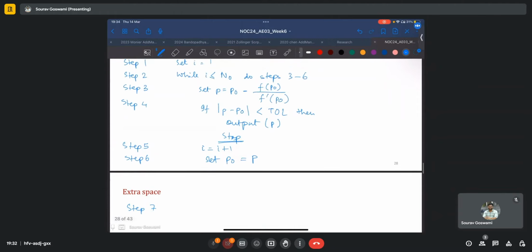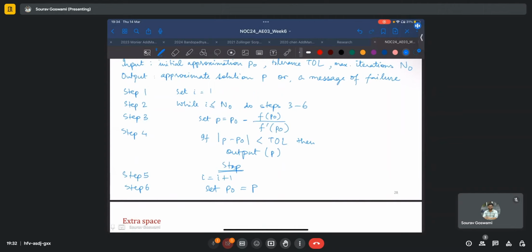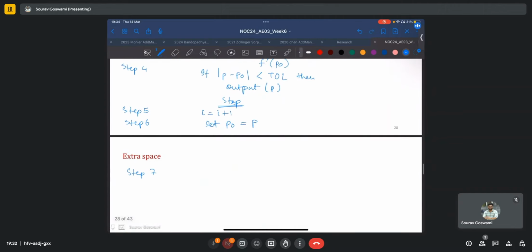if this does not converge within the given number of maximum iterations, then we'll assume that the program has failed, and thus we must output a failure message. Say, the method failed after maximum iterations, and not equals whatever that number of iterations was. And again, we must remember to stop.